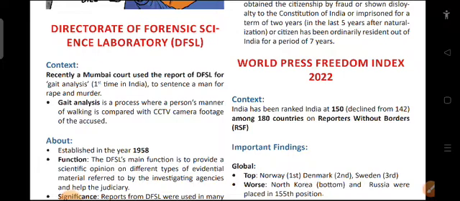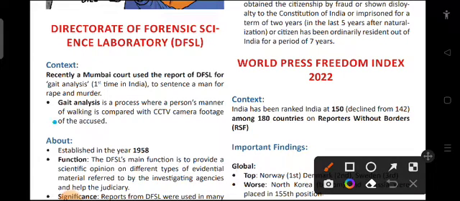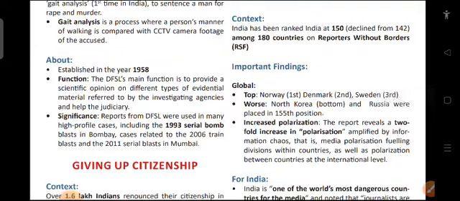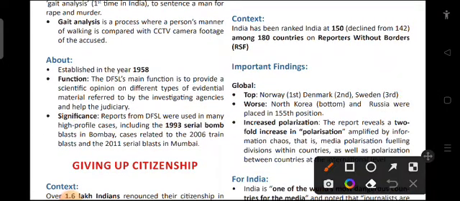Gait analysis is a process where a person's manner of walking is compared with CCTV camera footage of the accused. So if a person's appearance is not clear, they will track the manner, the way the person walks, and try to identify the person. This is gait analysis, and it has been used the first time in this Mumbai court case. About DFSL: established in 1958.